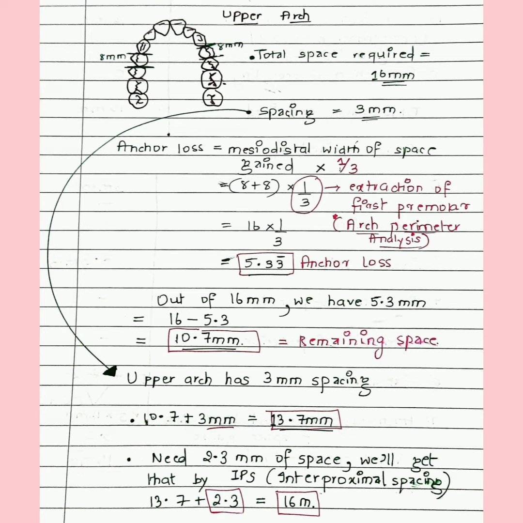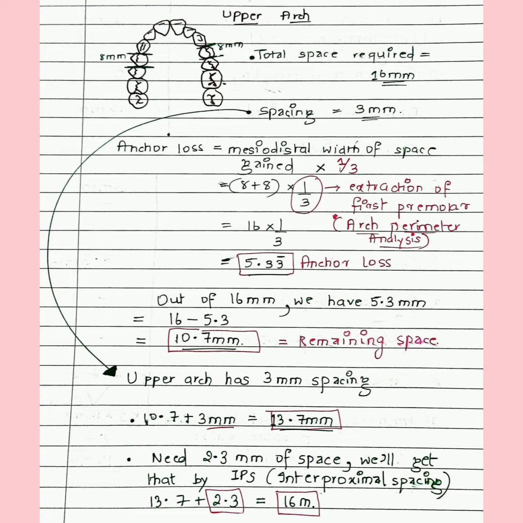As this 5.3 mm will be taken up by the posteriors, that is the second premolar and the molars, we have to subtract it from 16 mm. After extracting both the premolars, 8 plus 8, 16, we got 16 mm, but 5.3 mm will be lost or taken up by the posteriors. So 16 minus 5.3 mm, we get 10.7 mm. But to 10.7 mm we will add 3 mm, since we had some spacing in the upper arch. So 10.7 plus 3 mm, we get 13.7 mm.